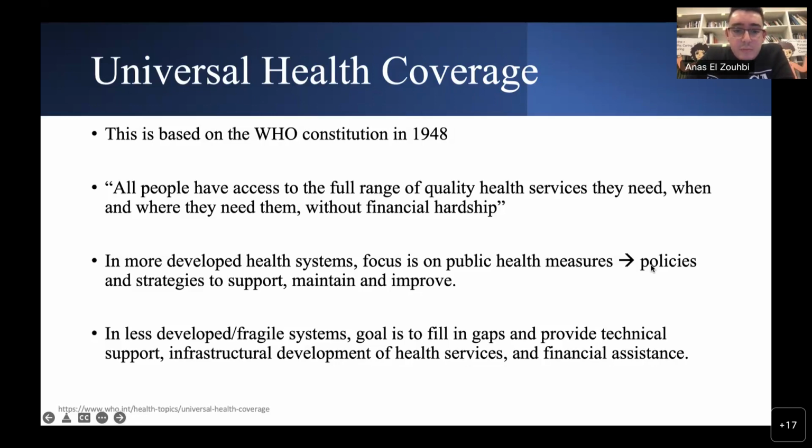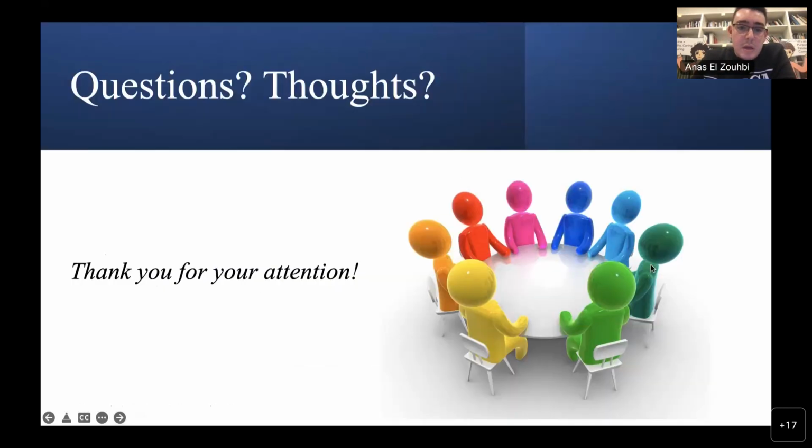So the idea behind this is to just reduce the discrepancy that exists between more developed healthcare systems and less developed systems, as well as providing all individuals within a region with the proper quality of healthcare that they deserve, regardless of their status or of their financial hardships.